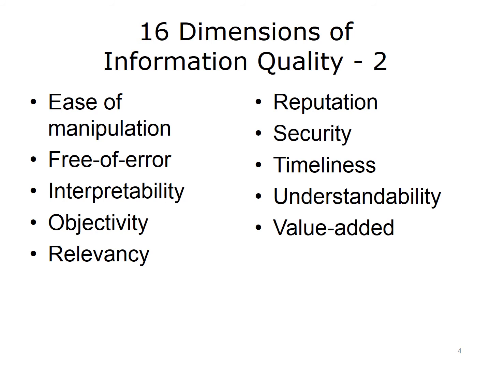Finally, the last three measures of information quality are timeliness, the extent to which data is sufficiently up-to-date for the task at hand. As mentioned in the previous example, timeliness is a highly subjective dimension that is determined by the task for which the information is being used. Understandability, the extent to which data is easily comprehended. Value added, the extent to which data is beneficial and provides advantages from its use.